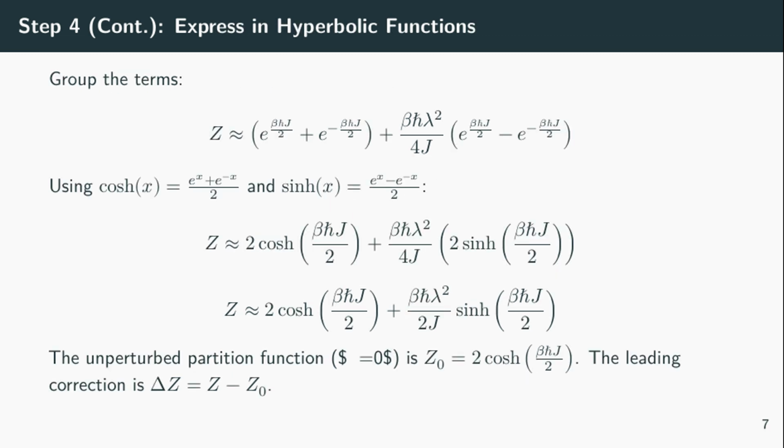Continuing step 4, we group the terms in our approximate expression for Z, separating those without lambda squared from those that include it. This gives us the expression shown for Z. Now, recall the definitions of hyperbolic cosine and hyperbolic sine. Using these definitions, we can substitute into our expression for Z. Simplifying this further, we get the final approximate expression for Z shown here. The first term in this expression is actually the partition function for the case where lambda is 0. We call this the unperturbed partition function Z0. The second term is the correction to Z due to the small lambda. This is the leading correction, delta Z. So the leading correction, delta Z, is simply this second term.